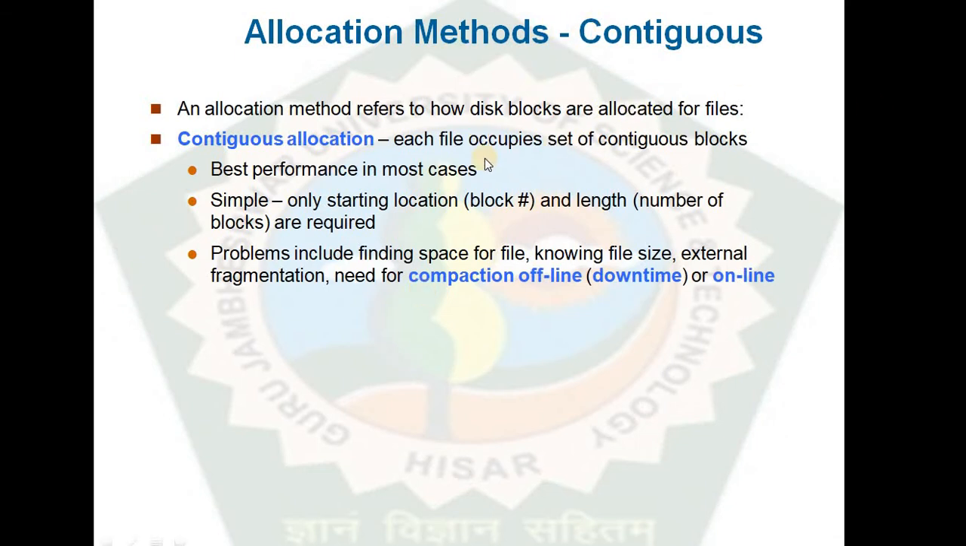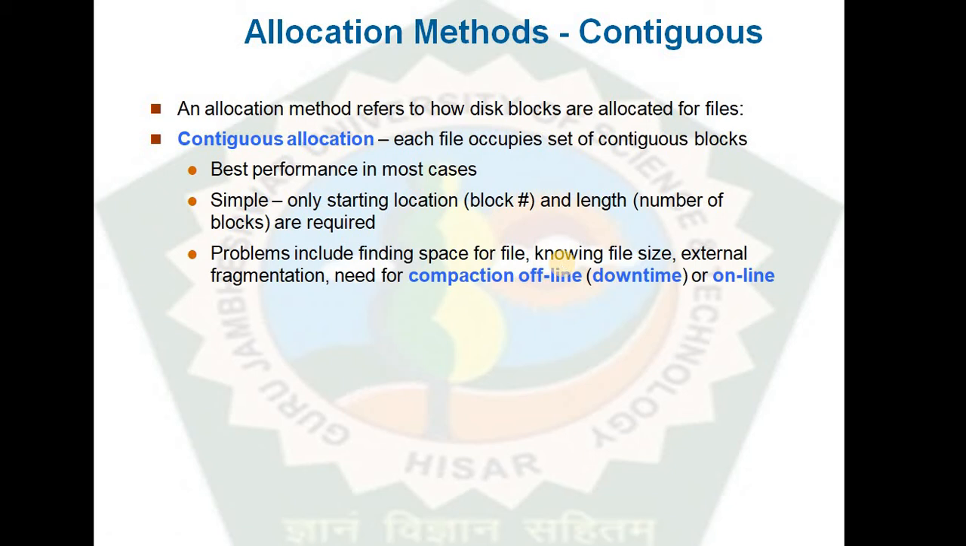As the name suggests, each file occupies a defined set of contiguous blocks on the secondary storage or disk. By far it is the easiest to implement when it comes to the file allocation methods. Some major problems associated with contiguous memory allocation are finding space for a file, knowing the file size, and also fragmentation. वो किस लिए हो रहा है?